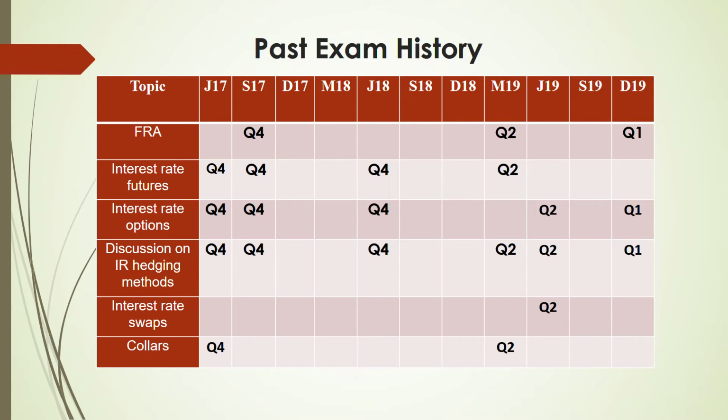Sometimes they will ask, as a part B, a theory question based on risk management. As you can see, forward rate agreement, interest rate futures, interest rate options, discussion on interest rate hedging methods. You need to discuss as well. That means you have to know the advantages as well as disadvantages of all the hedging techniques. Interest rate swap came once and collar came twice.